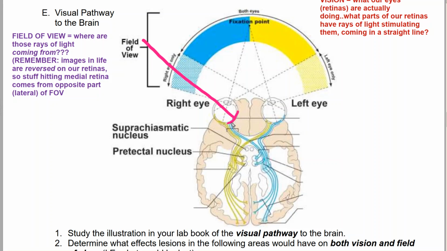And so while vision has to do with what our retina is experiencing, the field of view is opposite. Because remember, if you see an R out in the real world, it's going to look like this on your retina. And so that's where we get lateral light energy coming in and affecting our medial retina. So what's happening on your retinas is the vision, and where that light is coming from, where those rays are coming from, is your field of view.